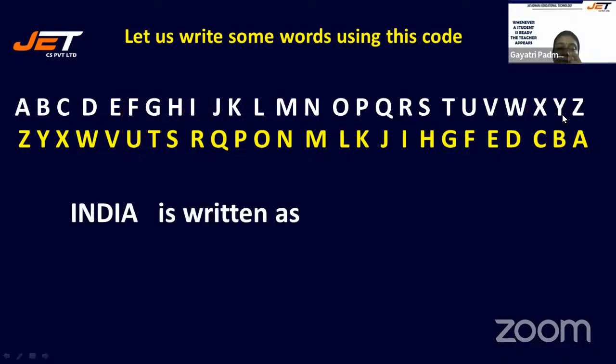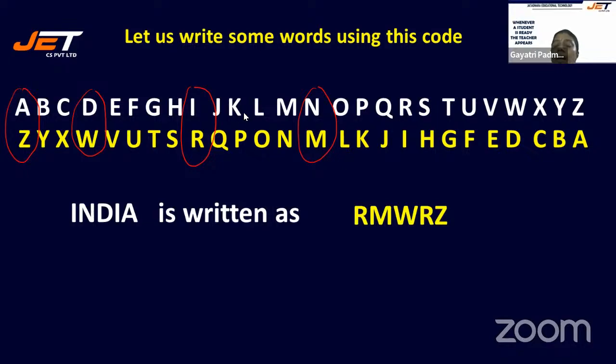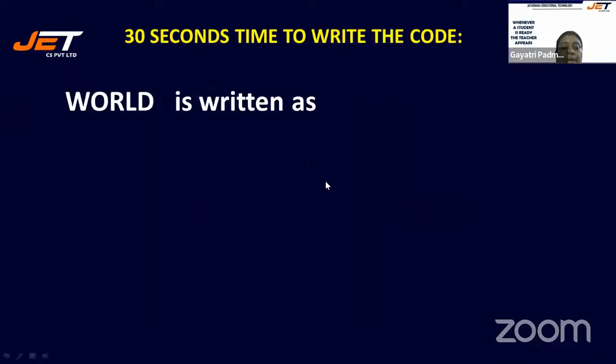We have India. So India can be written as, I stands for R. N stands for M. D stands for W. Again, I stands for R. And A stands for Z. So it is R, M, W, R, Z. All right. Now you can try.